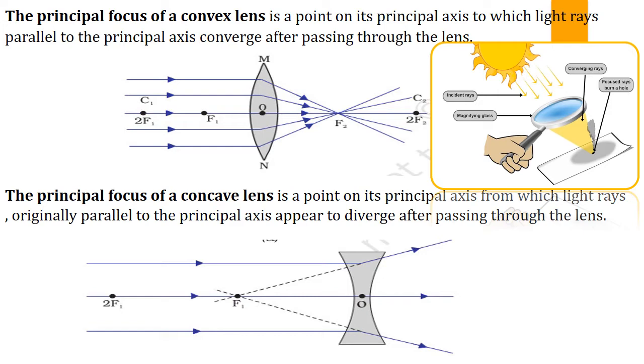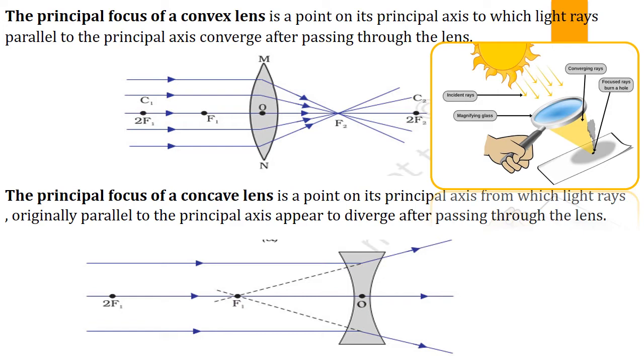Why is it so? Because the light from the sun constitutes parallel rays of light, and these rays are converged by the lens at a sharp, bright spot formed on the paper, and due to the intense heat or the concentration of sunlight at a point, the paper starts to burn. So, children, that point where the image is formed is the principal focus.